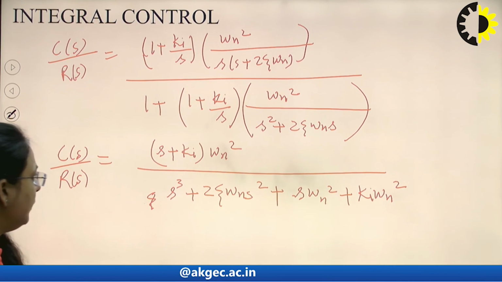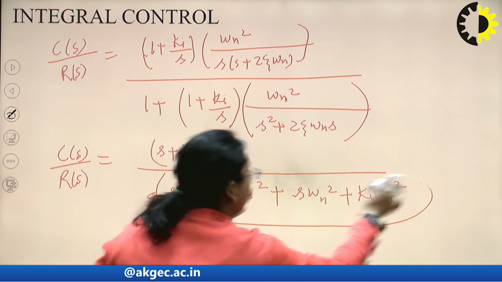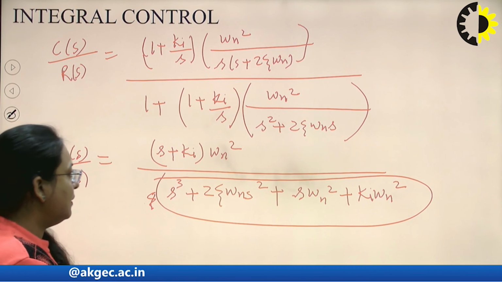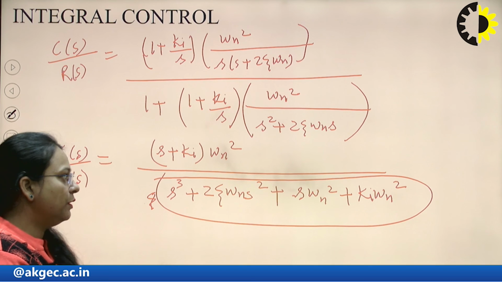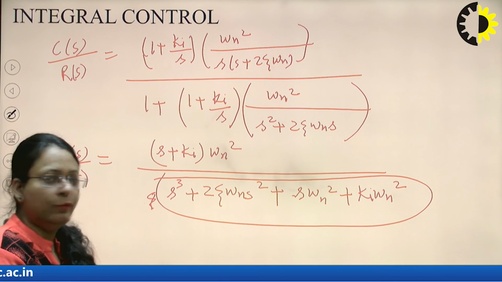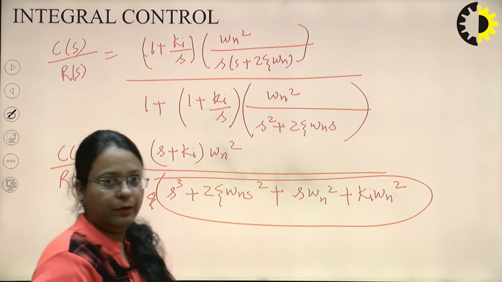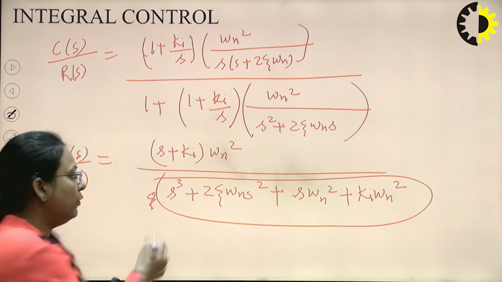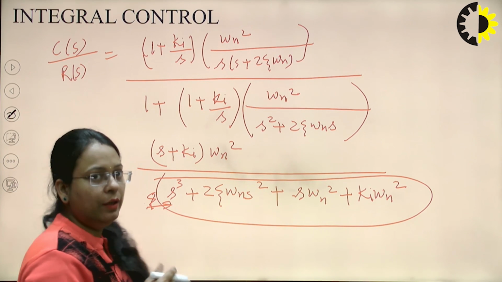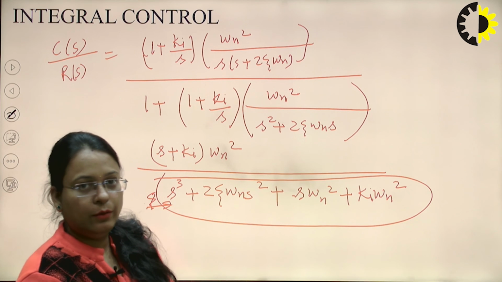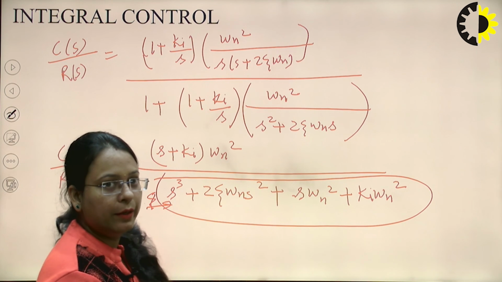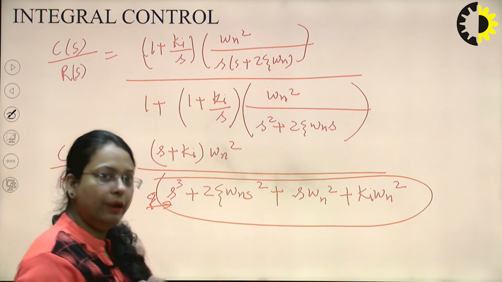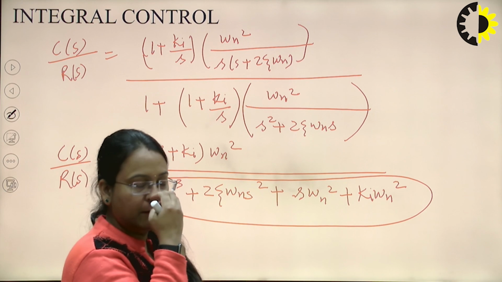So you can see here, this is the characteristic equation, which is of third order. Now this can be solved by using the Routh-Hurwitz criteria, the Routh table. We will see the Routh criteria in the next lectures.